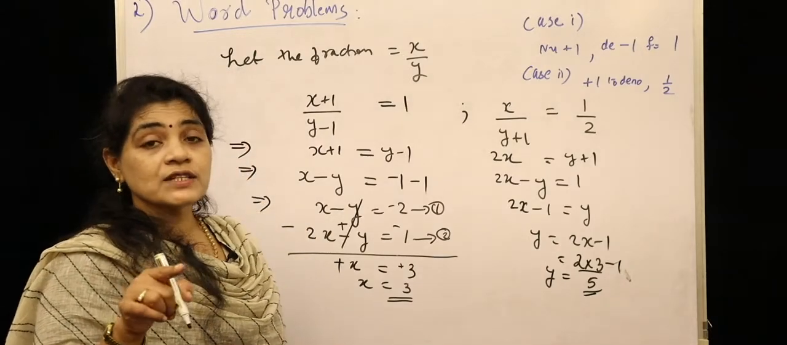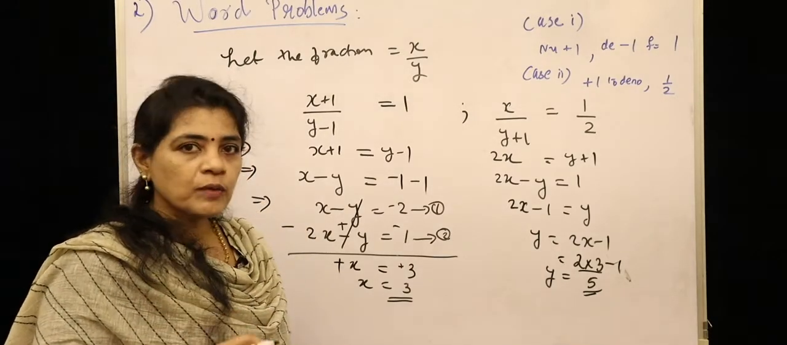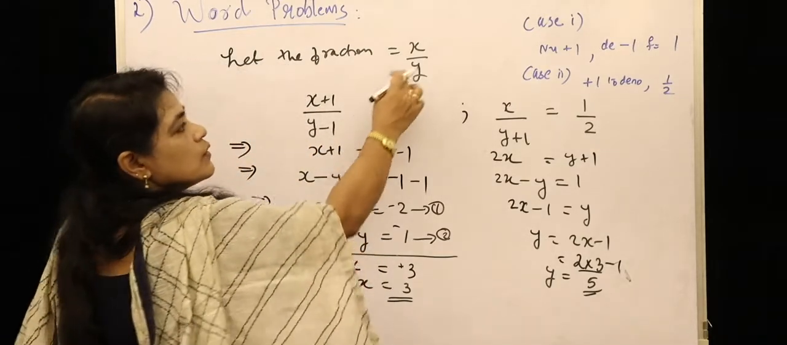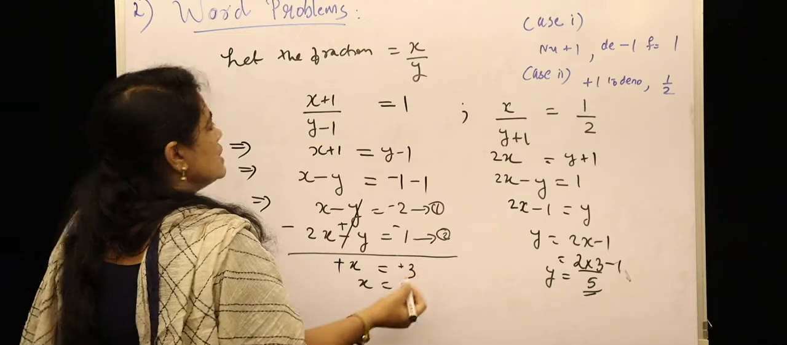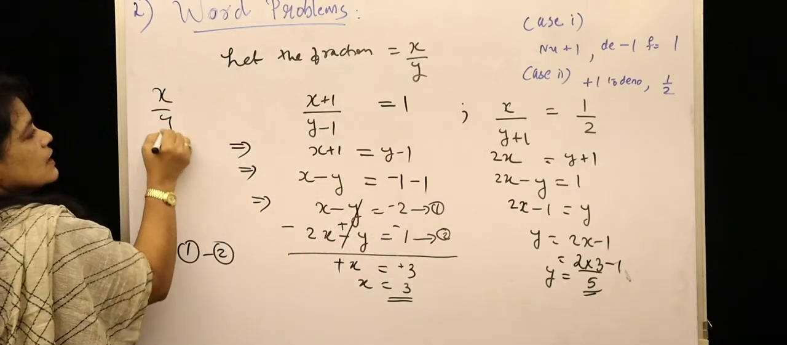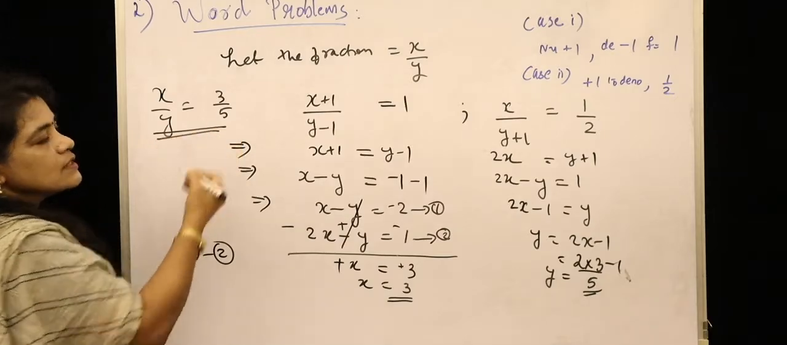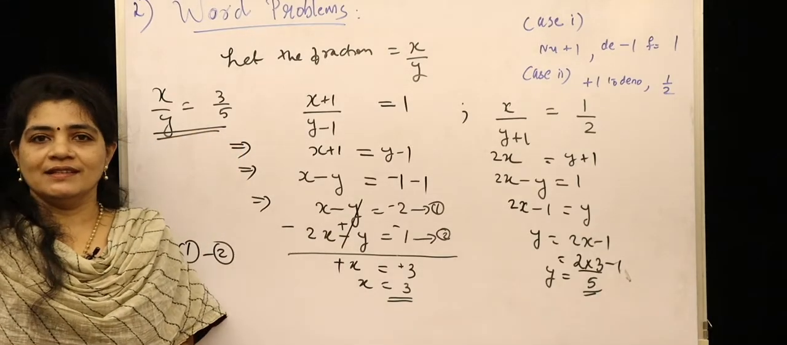What is the required fraction? We have now x. x is the numerator of the fraction and y is the denominator of the fraction. So the fraction is x by y, that is equal to 3 by 5. This is all about the first question.